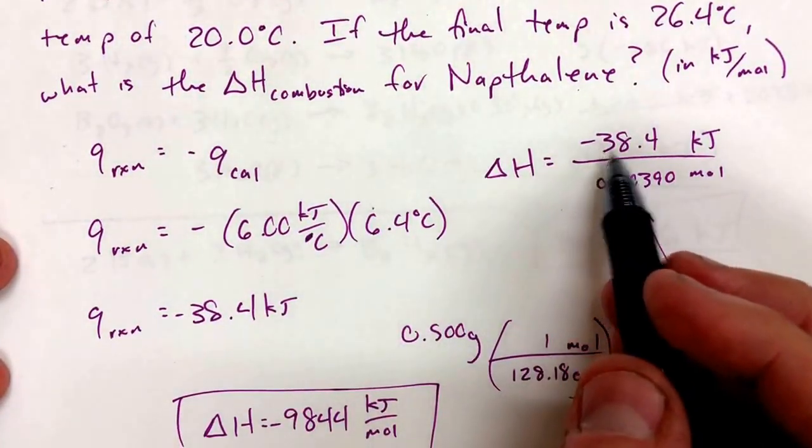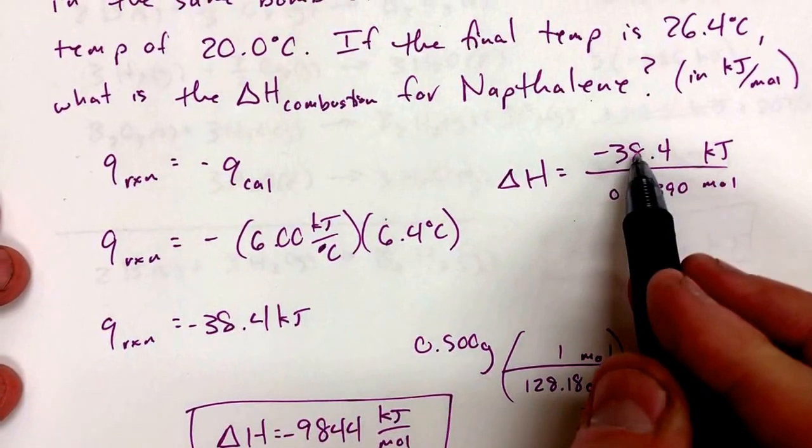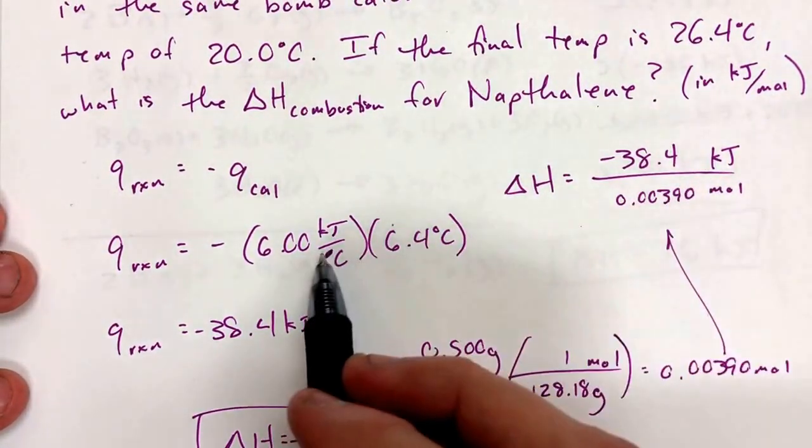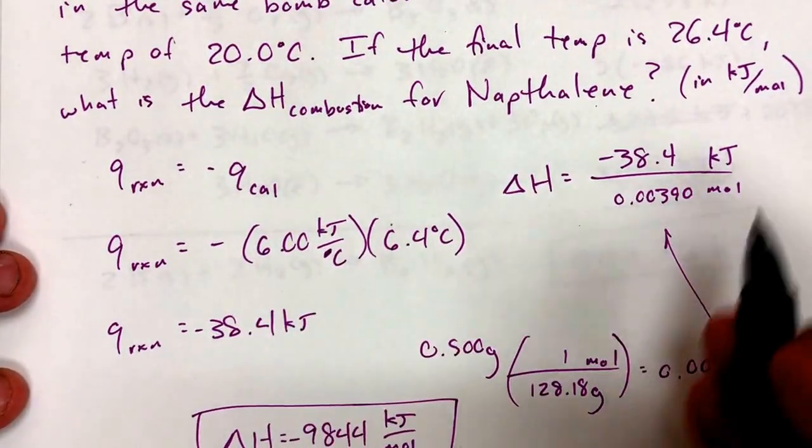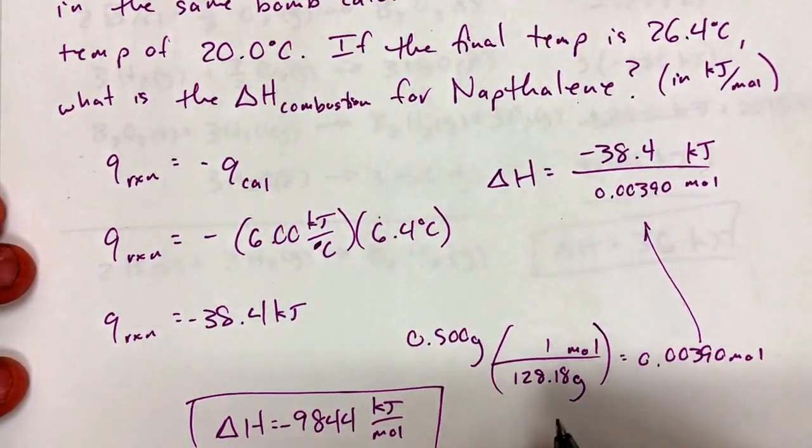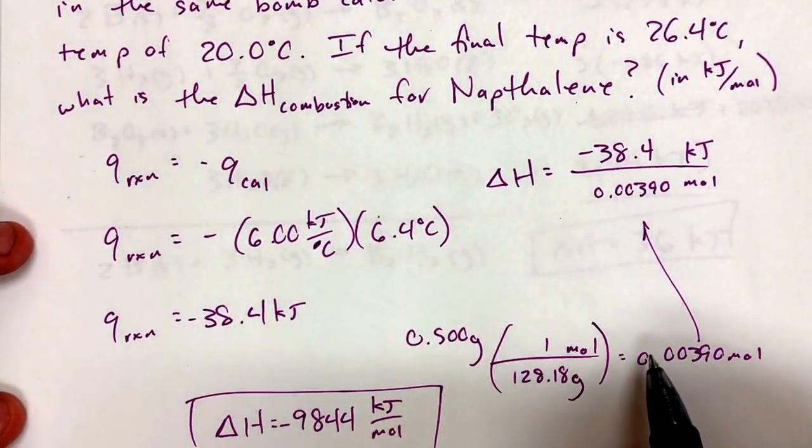And like we said before, delta H is kilojoules per mole. So that's the kilojoules. It was already in kilojoules because the C for the calorimeter was already in kilojoules. And now we just need the moles. And the moles are much easier because they're just grams turned into moles.